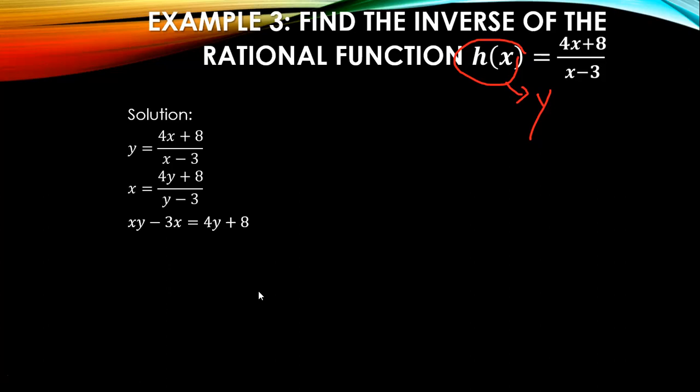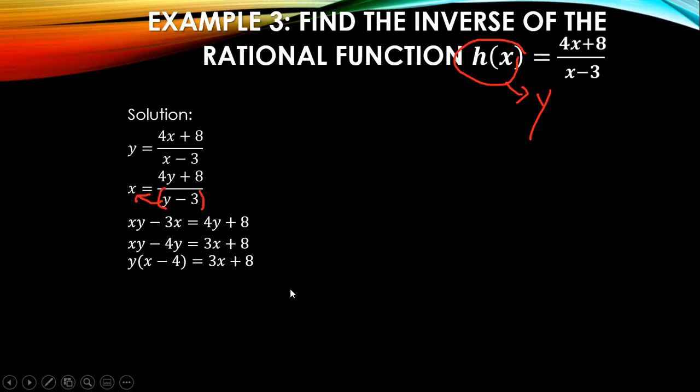Okay? Para makuha natin si y or mahiwalay natin, multiply natin yung denominator kay x. So, x times y is xy minus x times 3 is 3x. Okay, tapos nawala na yung denominator para mas madali din nating masolve is equal to 4y plus 8. And then, transpose, no? So, pagsamahin natin lahat ng may y kasi yun yung gusto kong ihiwalay, yung y. So, xy minus 4y is equal to 3x plus 8.